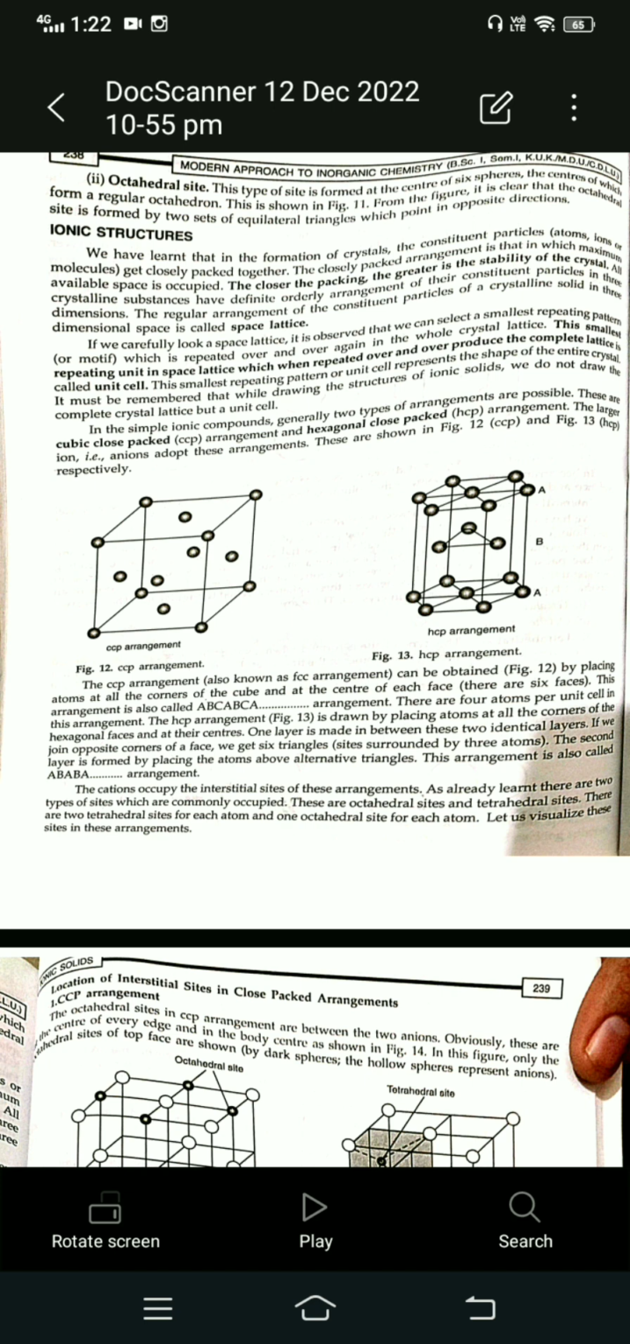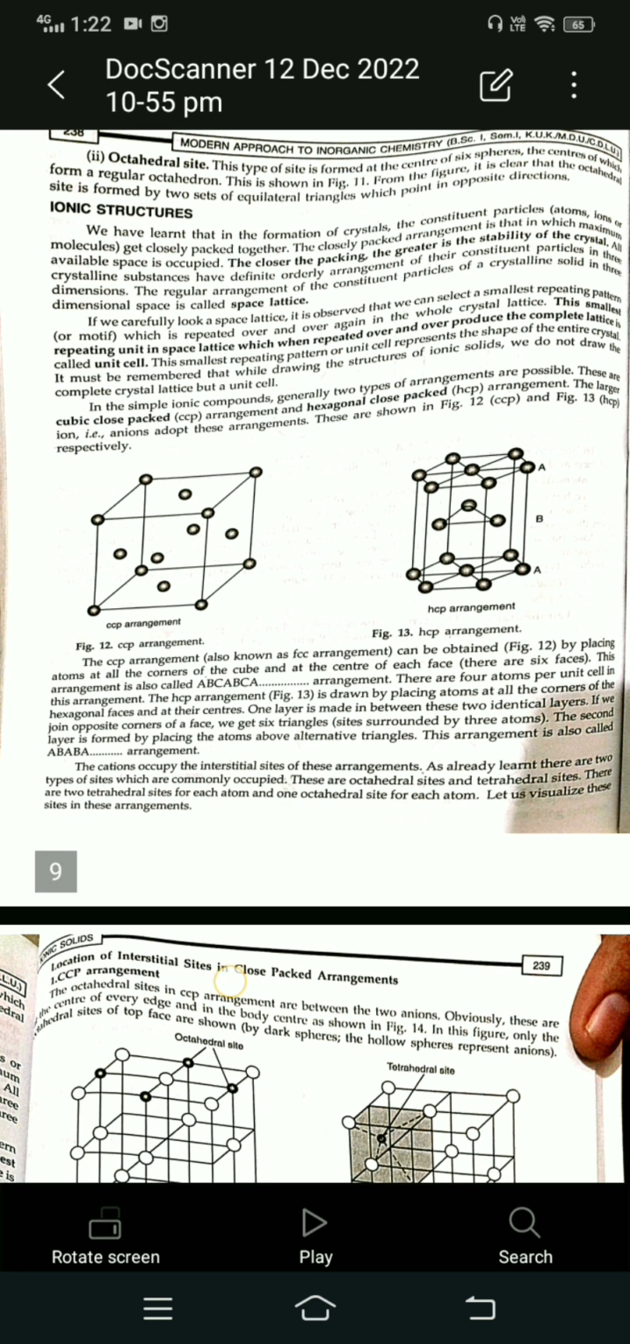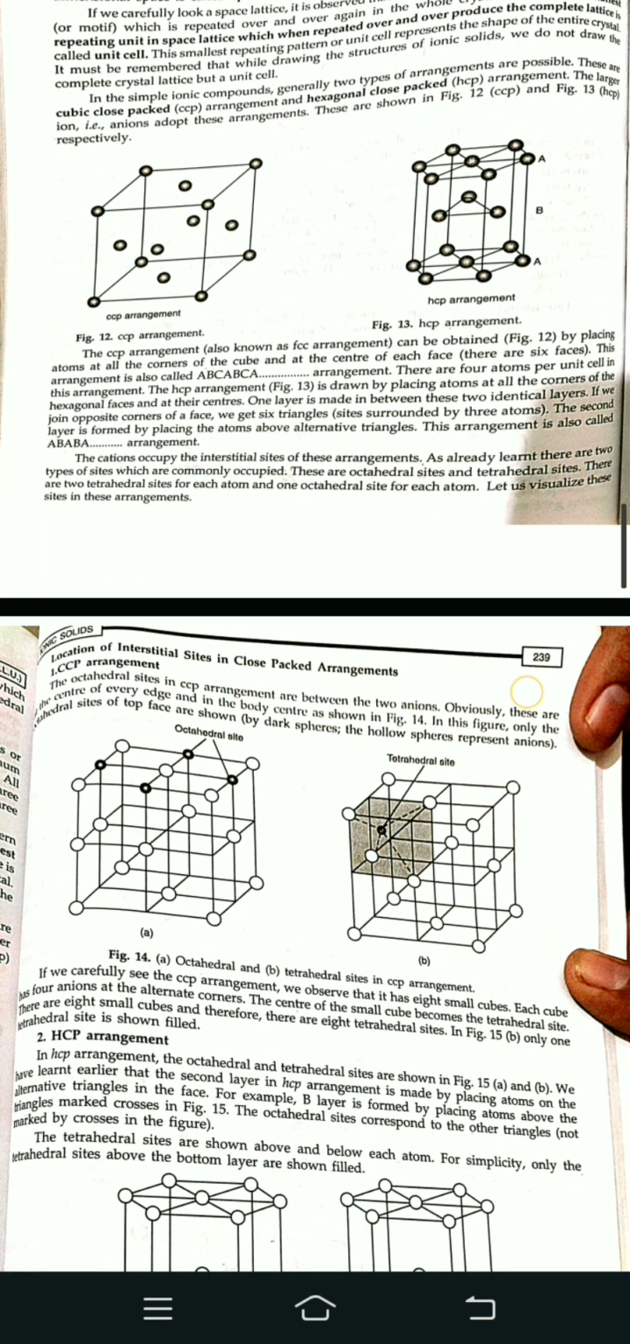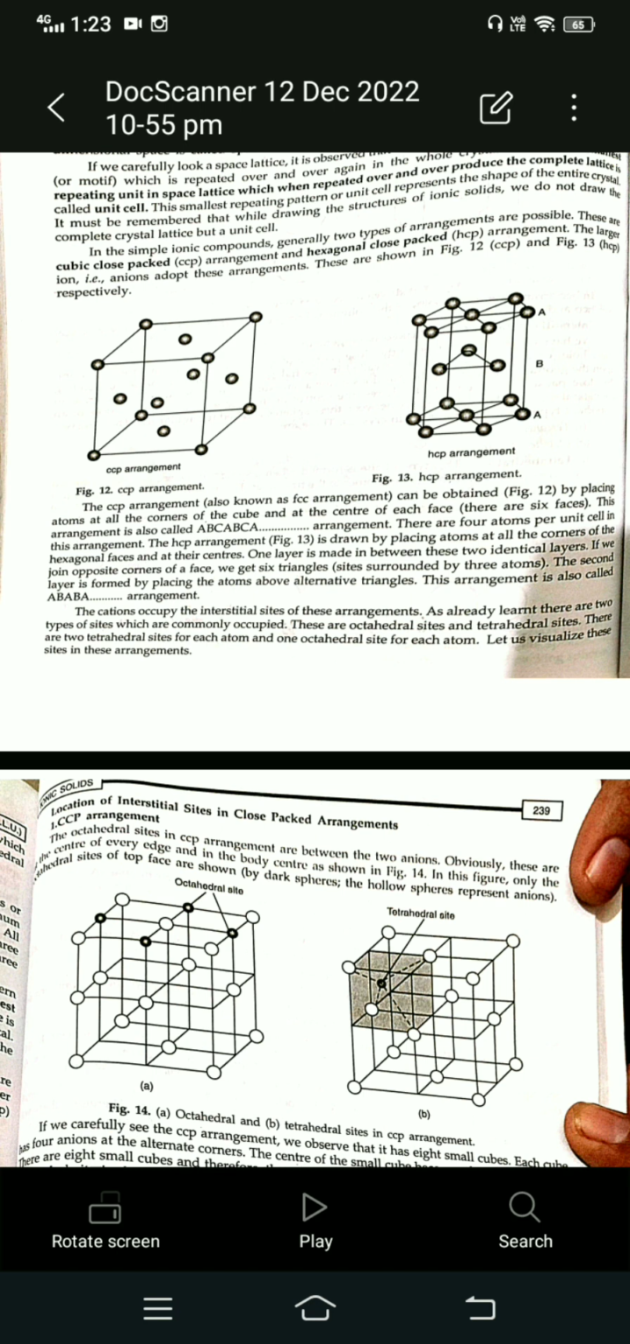Only the octahedral sites of the top face are shown by dark spheres; the hollow spheres represent anions. If we carefully see the CCP arrangement, we observe that it has 8 small cubes. Each cube has 4 anions at the alternate corners. The center of a small cube becomes the tetrahedral site. There are 8 small cubes and therefore there are 8 tetrahedral sites. Only one tetrahedral site is shown filled.